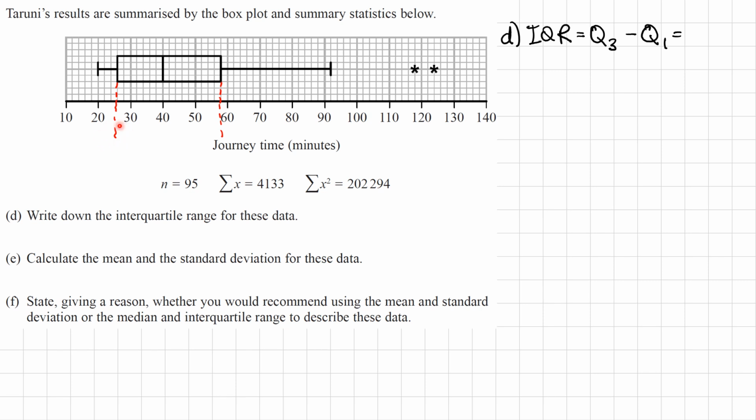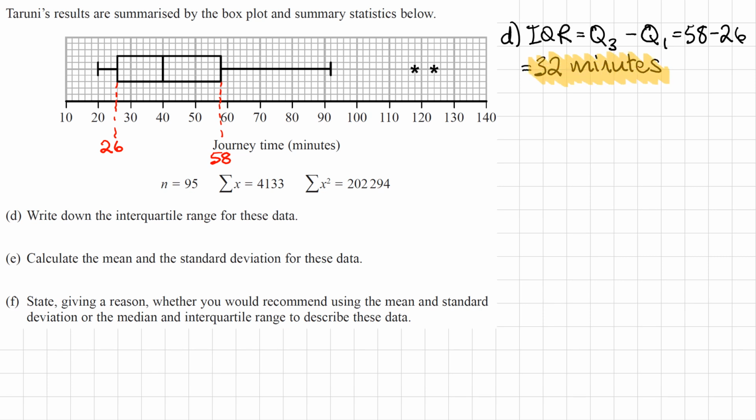So Q1, each box is worth 2 because we've got a gap of 10 divided up into 5. So the lower quartile is 26 and the upper quartile, Q3, is 58. So we need to do 58 minus 26, and if we do that on our calculator we get 32, or you can do it in your head, it's easy enough, and it's going to be minutes. So there's our interquartile range.